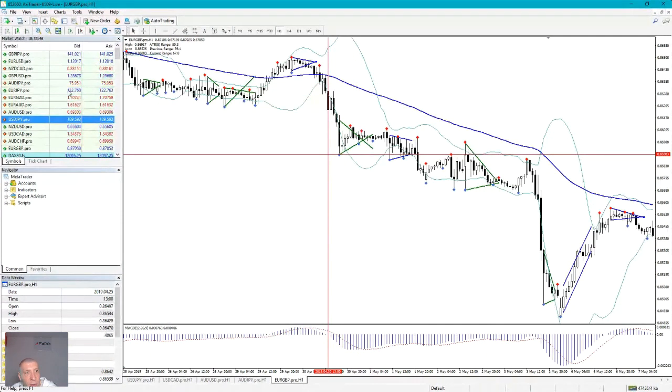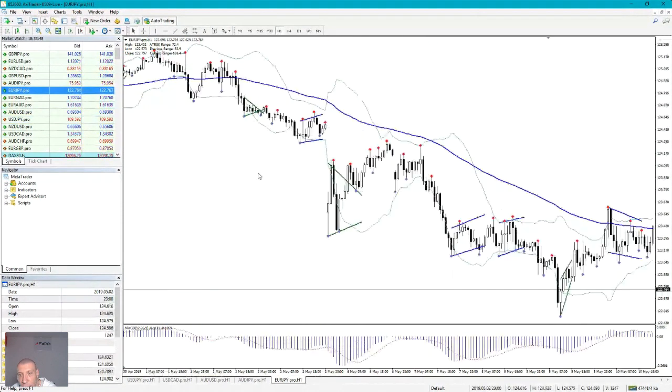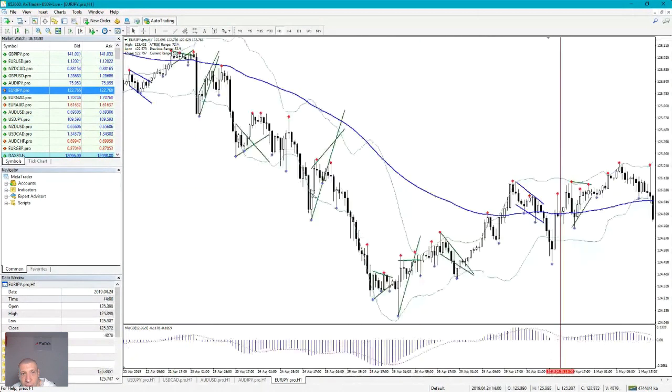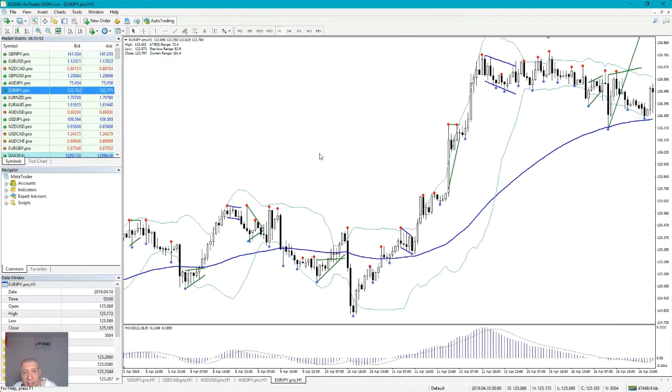Let's find a random pair, Euro Yen. Uptrend, we need uptrend. Okay, this is when uptrend started, you see? We will mark the chart. Okay, the start was here. This is the top.